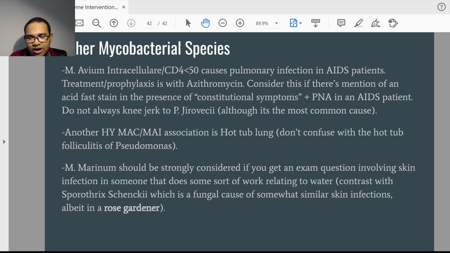And just as a bonus here, Sporothrix schenckii, right? If you see skin lesions that almost seem to be traveling along the lymph node chain, right? Like circles traveling along the lymph node chain in a rose gardener or a person that works in a vegetable garden or something like that. Think about sporotrichosis, Sporothrix schenckii, you treat that with itraconazole.